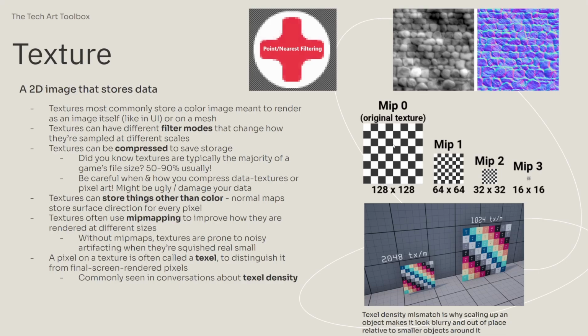And so mip maps let you do that. One piece of terminology that you might come across is texel. A texel is just a pixel on a texture. The reason we use this word is because a lot of times when you're doing things in graphics programming land, you will be talking about rendering a texture to the screen.